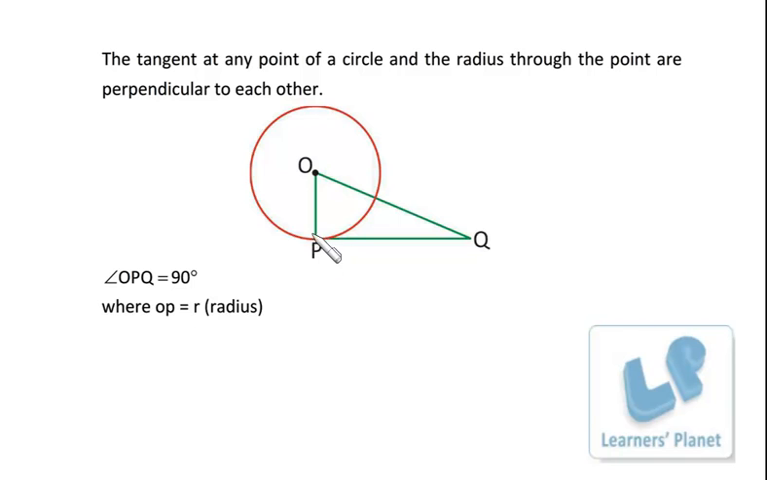If we draw the radius from point P, then the radius and the tangent will be perpendicular to each other. So precisely this angle is 90 degrees, and that's really an important property. You'll be using this property many times when you'll be solving problems.